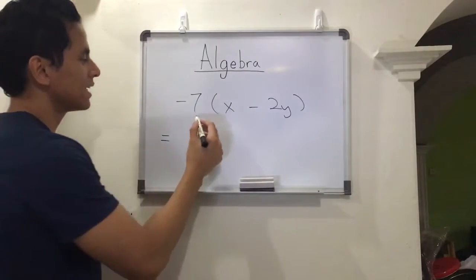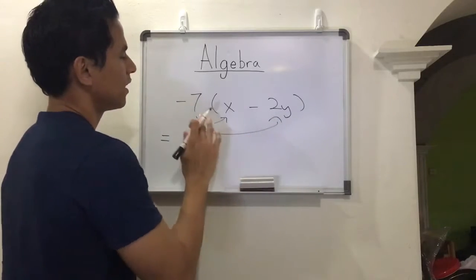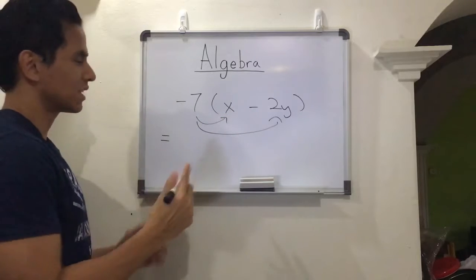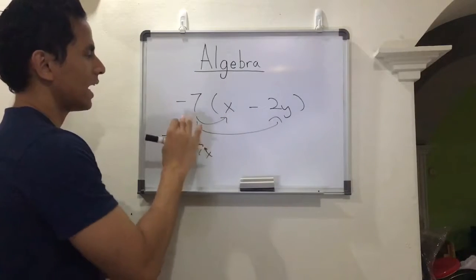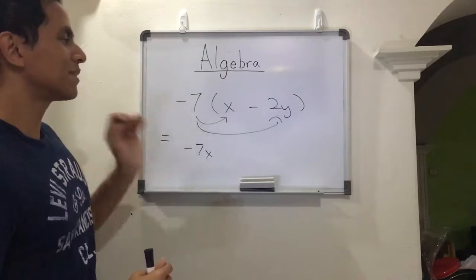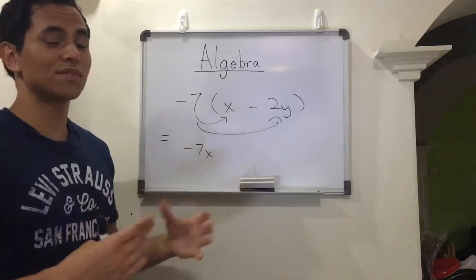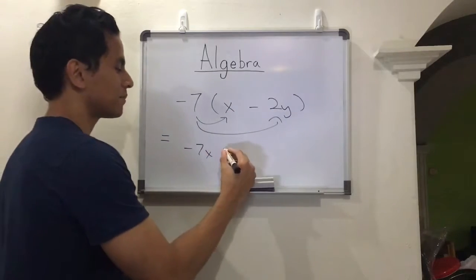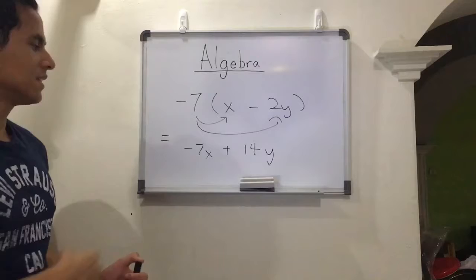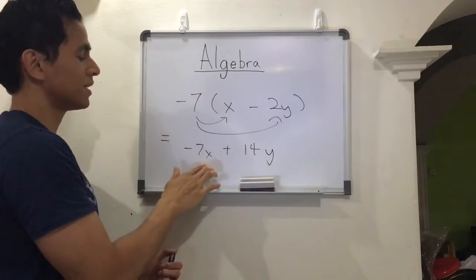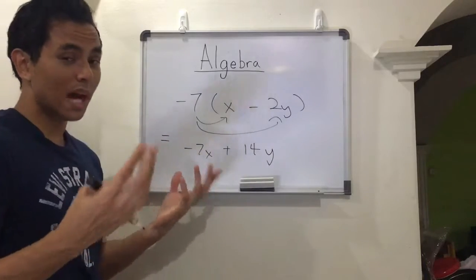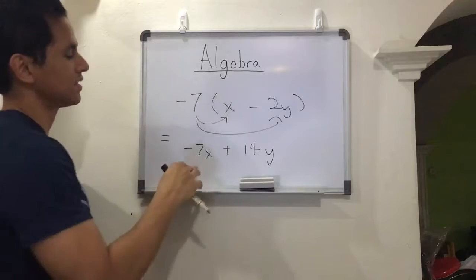Now we have to multiply negative 7 with x and negative 7 with minus 2y. Negative 7 with x just gives us negative 7x. And negative 7 times negative 2y: the tricky thing here is that when a negative is multiplied by a negative number, it becomes a positive number. So this will become plus 14y. Then one last step, we look at these two unknowns and ask ourselves, can we actually simplify any further? No, we can't, because this is x and this is y. So this is the final answer.